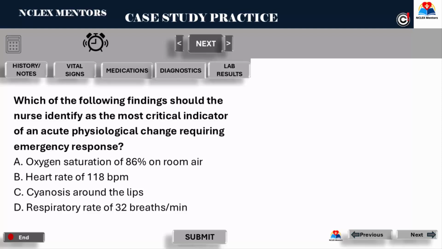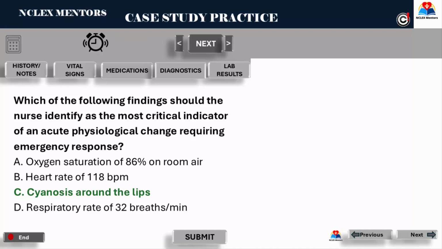Question 1. Recognize cues, multiple choice. Which of the following findings should the nurse identify as the most critical indicator of an acute physiological change requiring emergency response? A. Oxygen saturation of 86% on room air. B. Heart rate of 118 BPM. C. Cyanosis around the lips. D. Respiratory rate of 32 breaths per minute. Take a moment to think carefully about which of these is the most urgent sign.